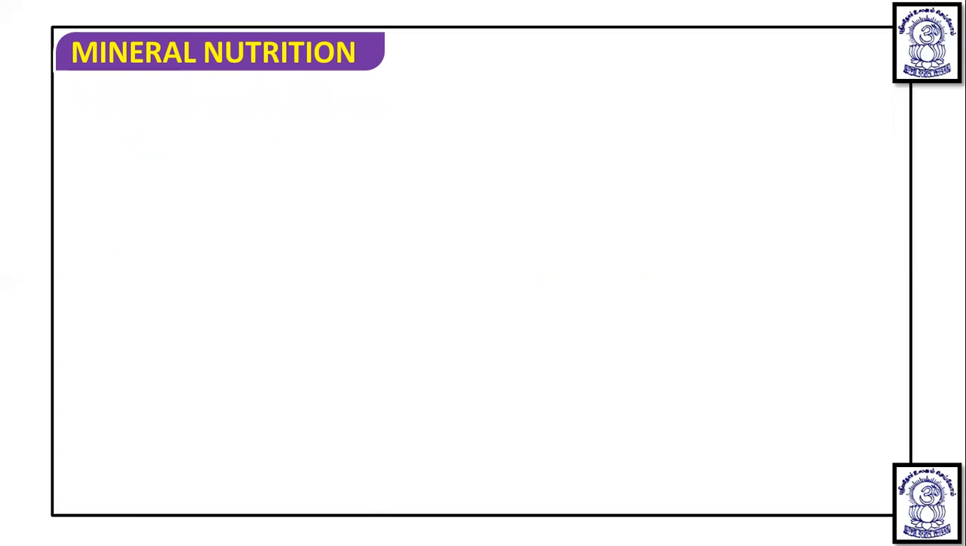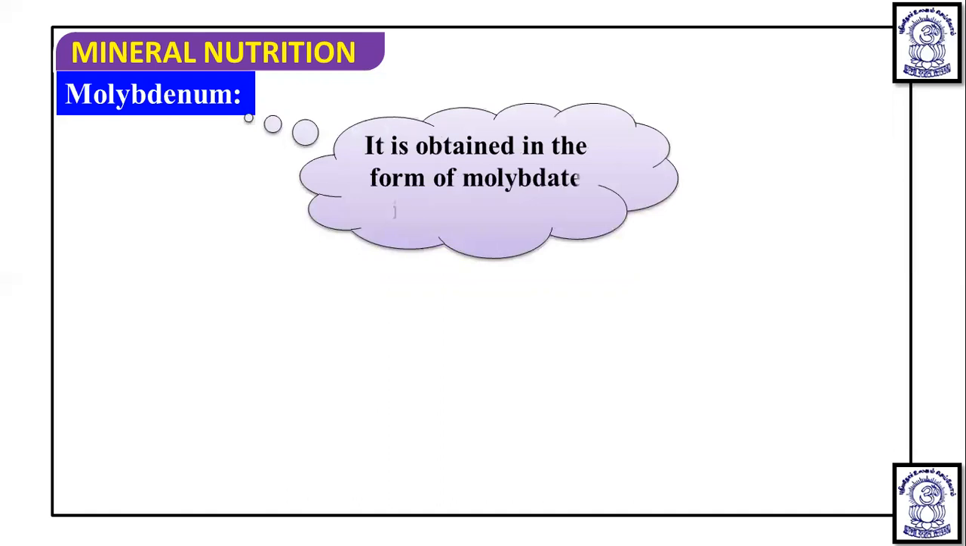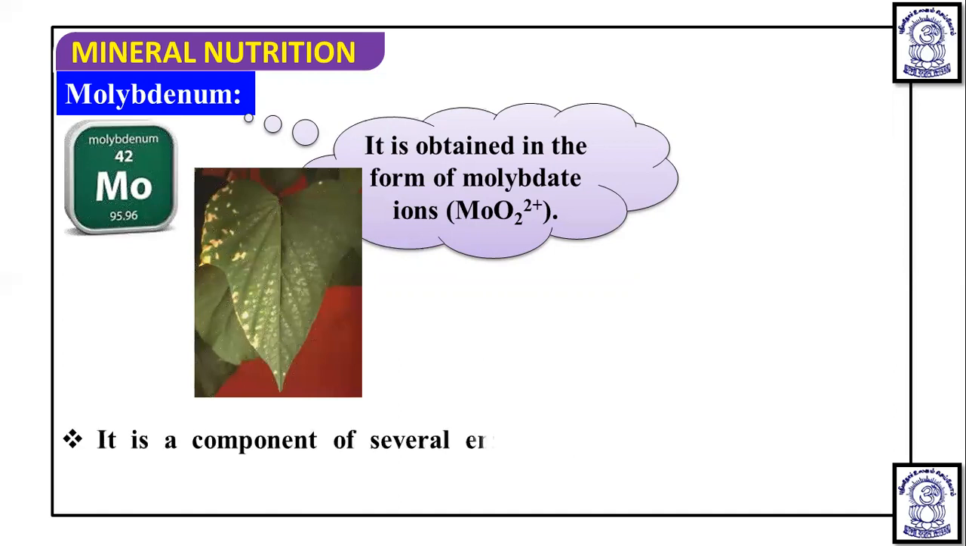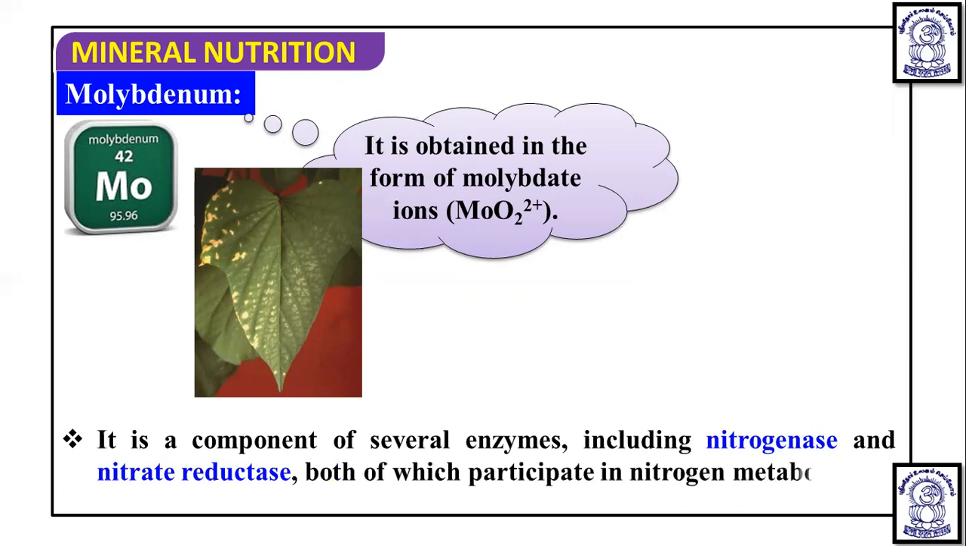Now after boron, the next element is molybdenum. Molybdenum is particularly obtained by the plant in the form of molybdenum ion, that is MoO2 plus, and it is a component of several enzymes including nitrogenase and nitrate reductase, both of which participate in nitrogen metabolism. So molybdenum is involved with the particular enzymes which are involved in nitrogen metabolism.